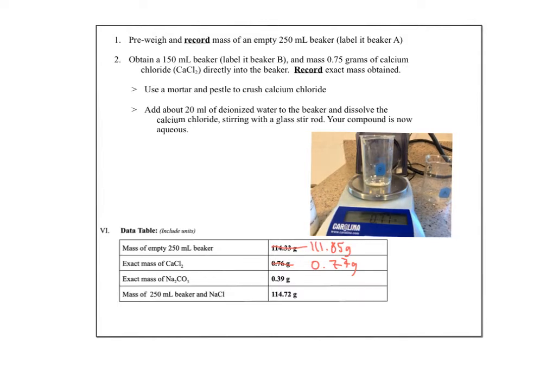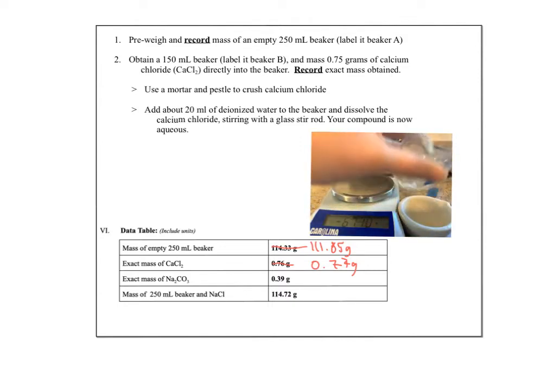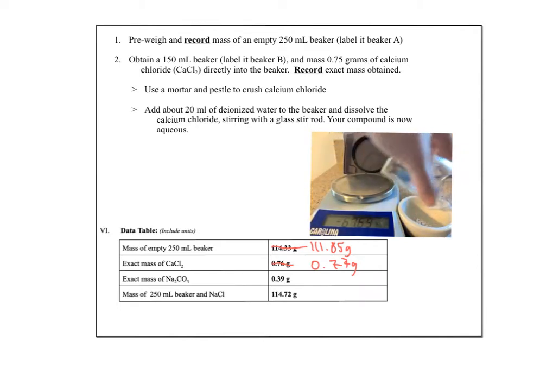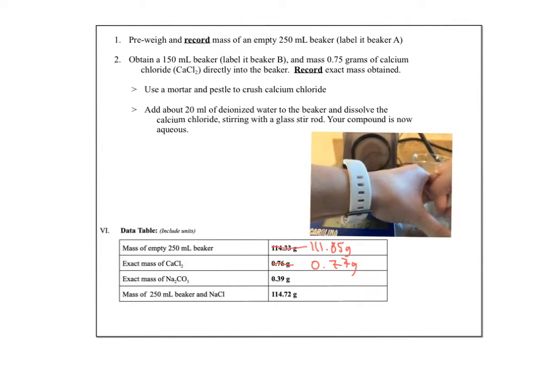Now it says use a mortar and pestle to crush the calcium chloride. So I'm going to actually transfer this into a mortar and pestle. Because if you look, the calcium chloride's almost like Dippin' Dots. So we want to actually grind this up a bit. So I'm going to grind this guy up so that it's smaller pieces.